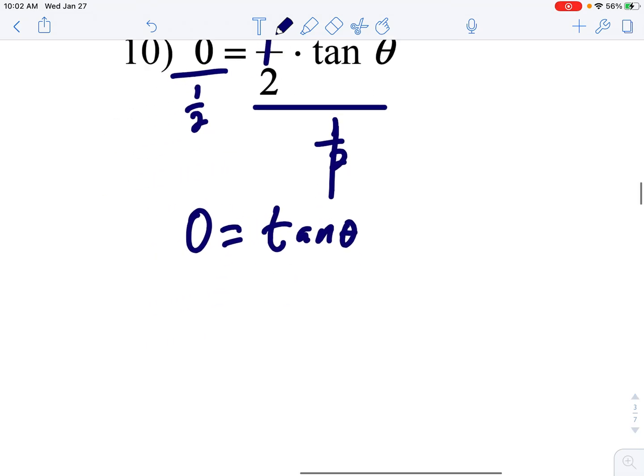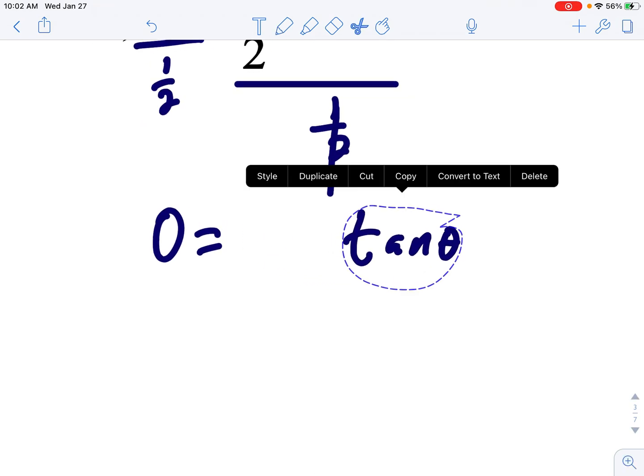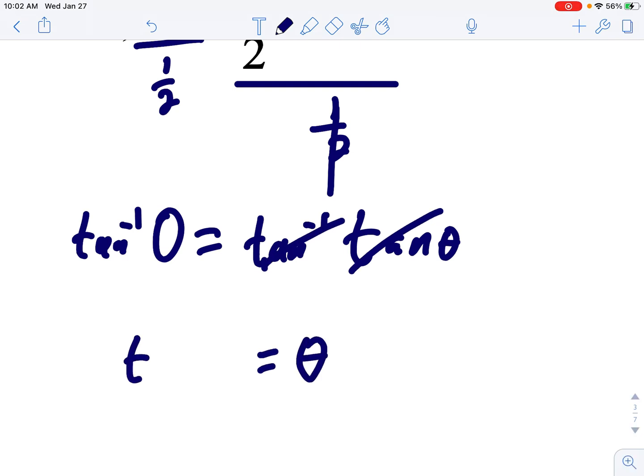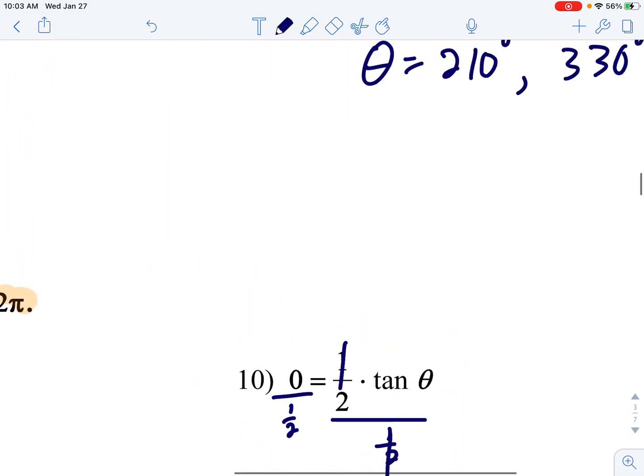Now how do I do a tangent? Well, not yet, I'm sorry. I need to cancel out the tangent. What cancels out a tangent? An inverse tangent. So I need to do inverse tangent of both sides to get theta equals the inverse tangent of 0. So let me do the inverse tangent of 0 on the unit circle.